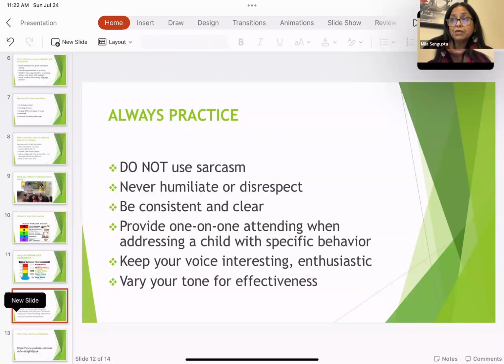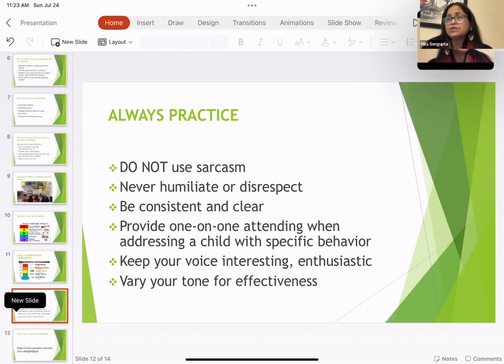We got to be very, very extra careful not to use sarcasm like, "Really? Oh, that's what you think?" These are sarcasm. You are disrespecting and belittling that child. And sarcasm in any form causes so much deep hurt in a person, be it a child or be it an adult. So we got to be very, very careful not to use sarcasm in our tone.